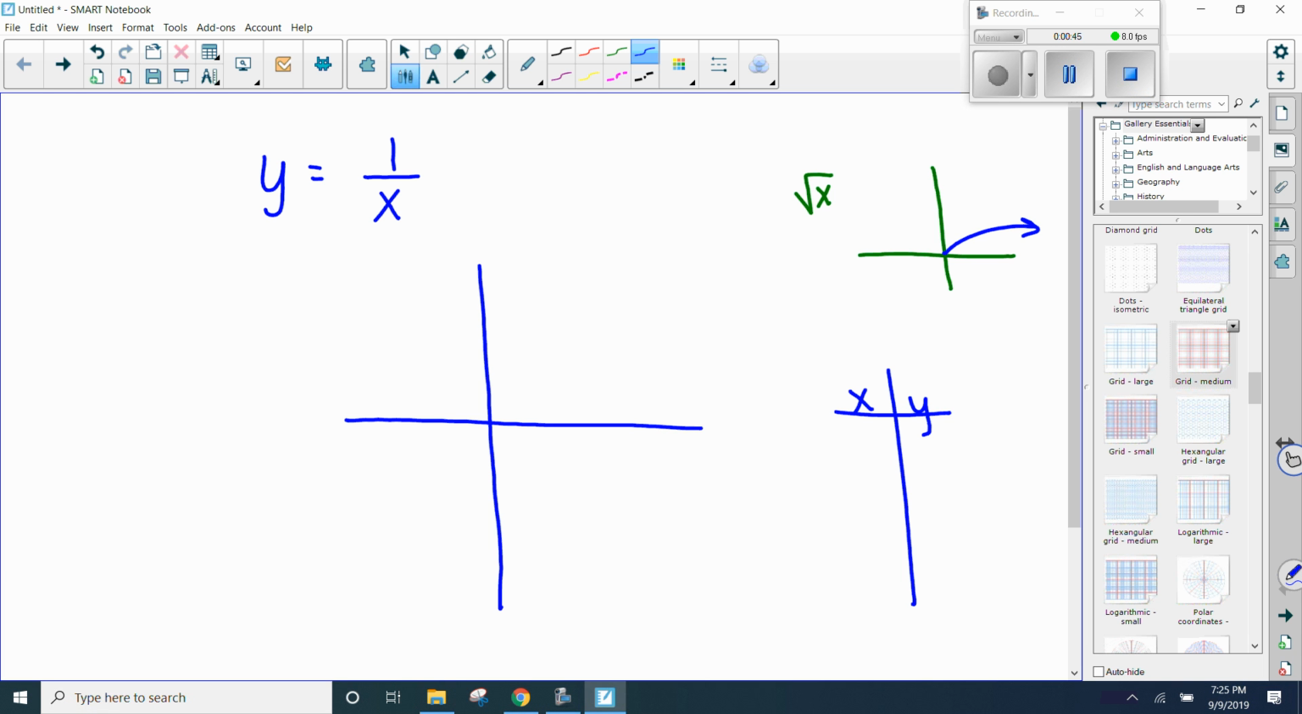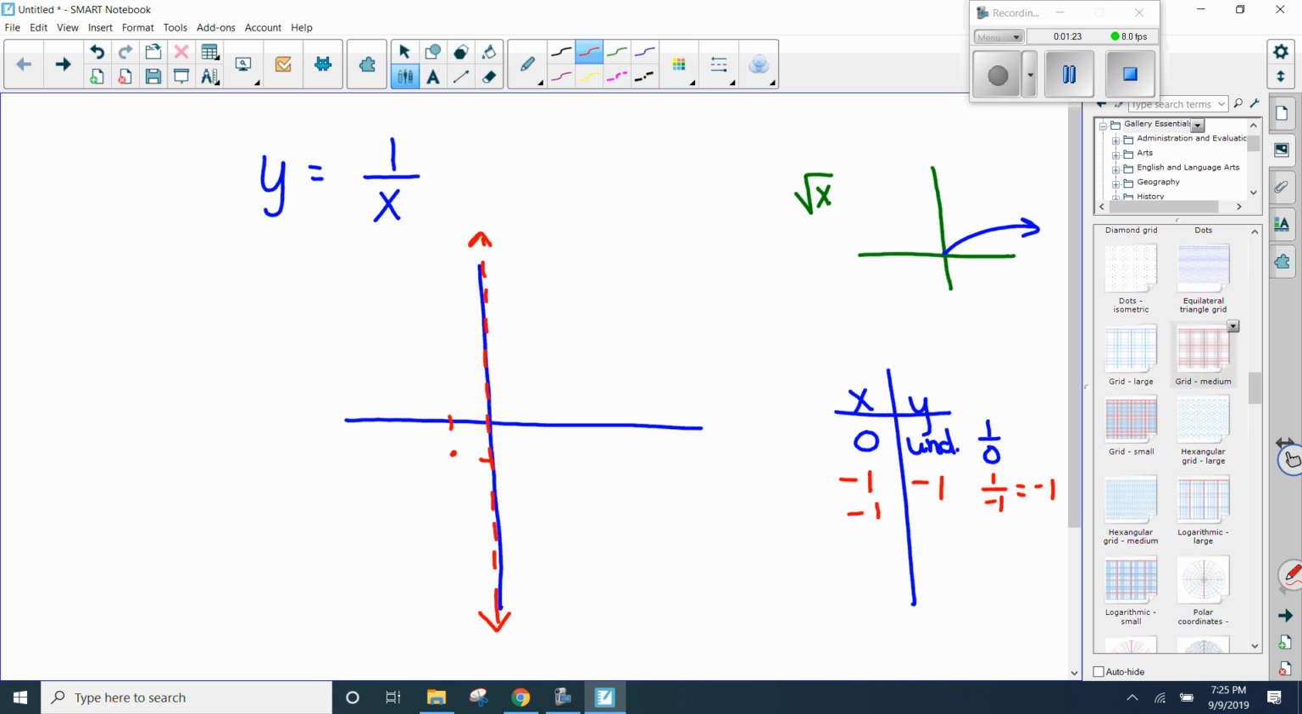Since it's 1 over x, one thing we are going to notice, if you pick the value of 0, you get 1 over 0. And that is undefined. So that means that you are going to get a vertical asymptote right here. And remember, that means it will approach that value, but never cross it. If I pick the value of -1, we are looking at the value of 1 over -1, which is -1. So in your graph at -1, you also get a value of -1, which is right here.